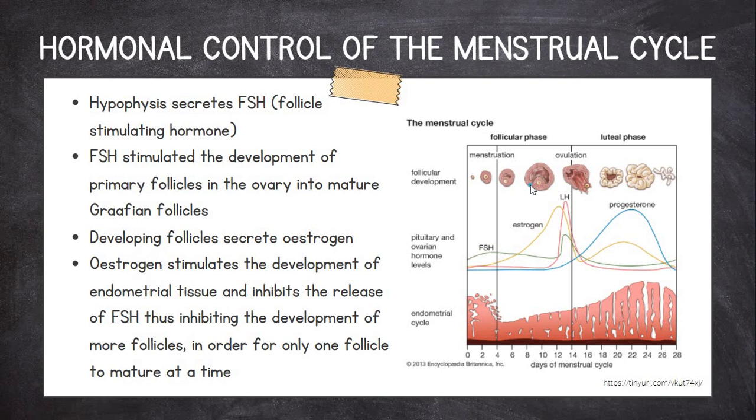Okay, so the developing follicles then secrete estrogen. So here we can see that the estrogen levels increase as these follicles develop. And estrogen stimulates the development of endometrial tissue and inhibits the release of FSH, thus inhibiting the development of more follicles in order for only one follicle to mature at a time. So here we can see that the FSH levels will decrease as the estrogen levels increase. Okay, and this also you can see here, as the estrogen levels increase, the endometrium, the lining here, becomes thicker.